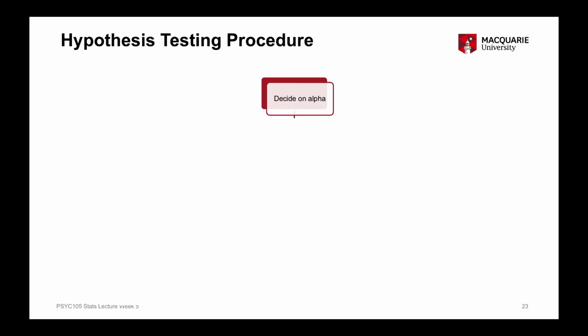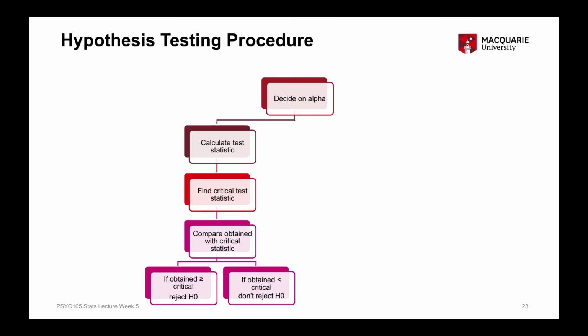So the first thing we do when we're doing hypothesis testing is we decide what our critical alpha level is. We decide what our cutoff for statistical significance is. As I said to you before, that's usually an alpha of 0.05, a probability of making a type 1 error of 5%, but it sometimes does differ from test to test and from research question to research question.